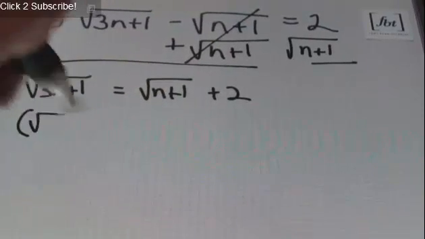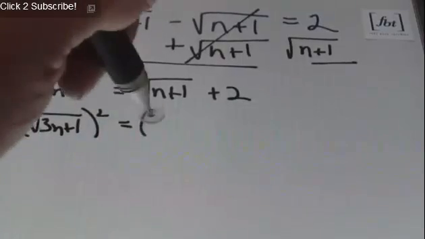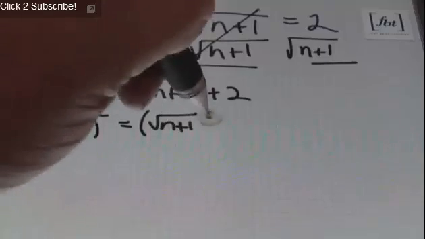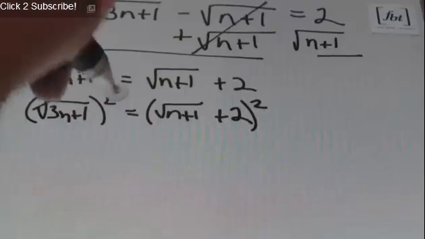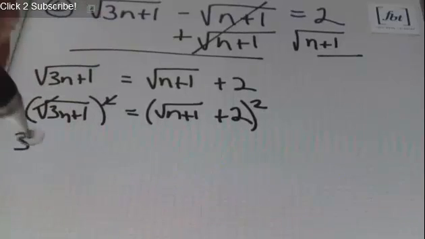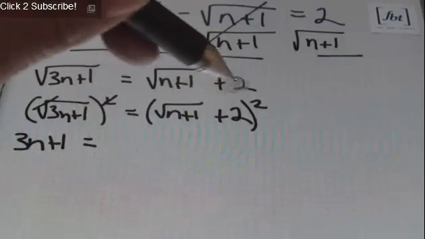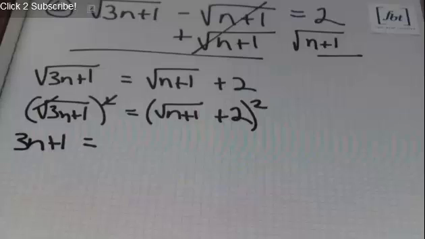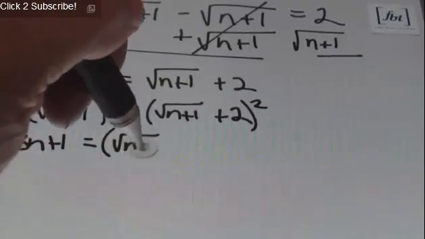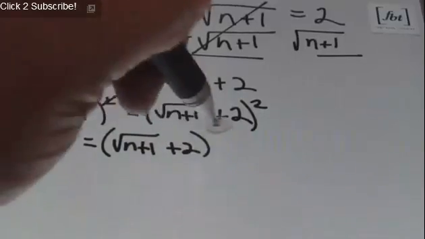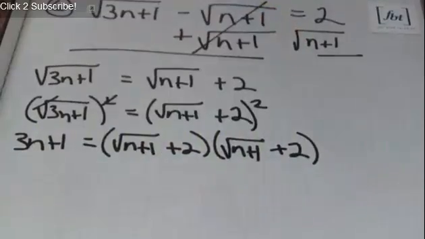So on the left side, I have the square root of 3n plus 1 squared, which equals the square root of n plus 1 plus 2 squared. On the left side, the square root and the square will cancel out to leave me with 3n plus 1. However, on the right side, since I have a binomial now that's being raised to the second power, I'll need to expand that and multiply it out. So this is going to be the quantity of the square root of n plus 1 plus 2 times the square root of n plus 1 plus 2, just like that.